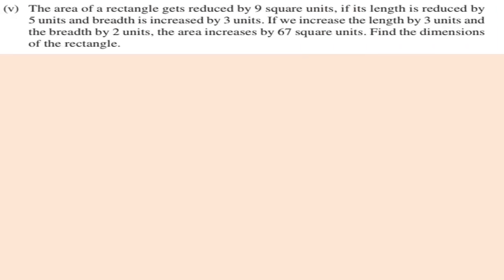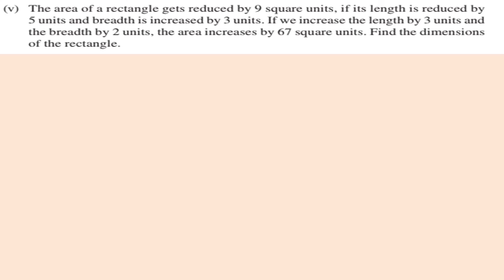Question number 5. The area of the rectangle gets reduced by 9 square units if its length is reduced by 5 units and breadth is increased by 3 units. If we increase the length by 3 units and breadth by 2 units, the area increases by 67 square units. Find the dimension of the rectangle.